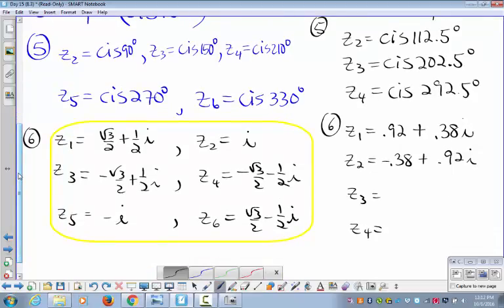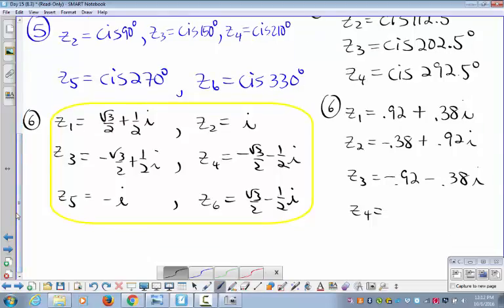And then if we wanted to get down to this one, that's going to be exactly the reflection of that through the origin. So that's going to be minus 0.92 minus 0.38 i. I'm assuming someone's double checking. You'll yell at me if there's a blunder. And then Z4 would be over here. So that's going to be plus 0.38 minus 0.92 i.